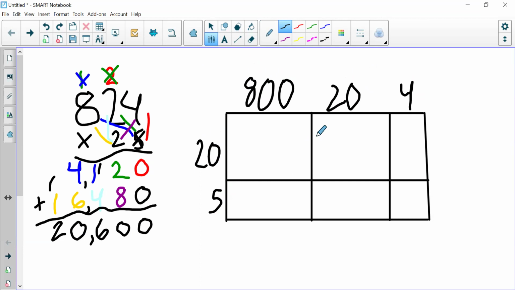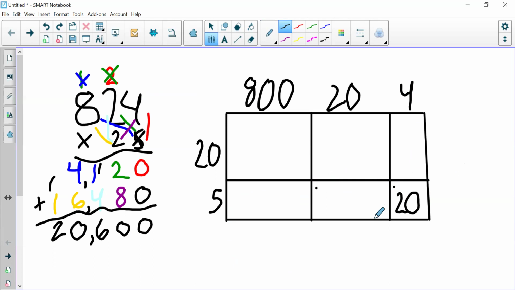Now we are going to start multiplying. The way we're going to do this, we're going to start in this bottom corner over here. 4 times 5. This is the corner we're starting at. So 5 times 4, 20. Good. Now let's go over to the next box.